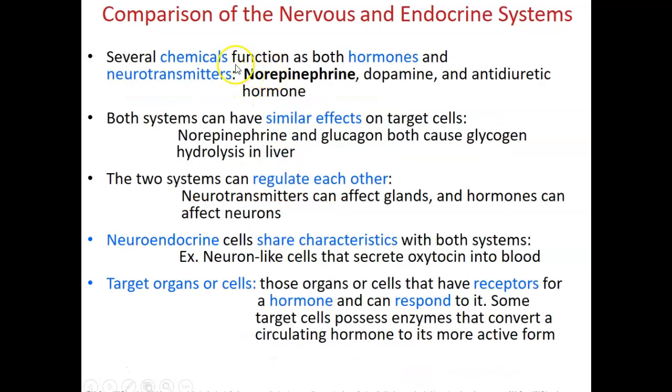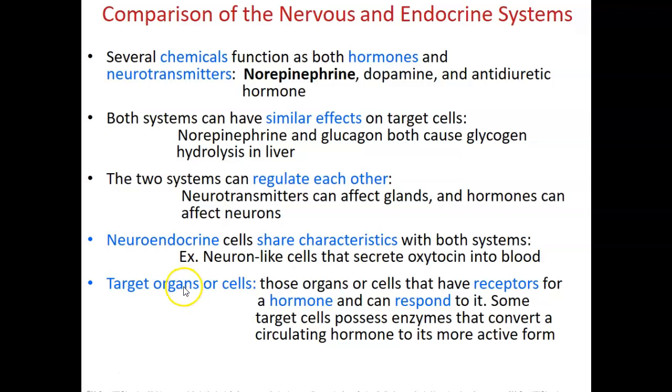The nervous system and the endocrine system work together. Sometimes the secretions released from the nervous system and the endocrine system have the same effects on targeted cells. For example, norepinephrine is a neurotransmitter from the nervous system. Glucagon is a hormone from the endocrine system, but both of them can hydrolyze glycogen to release glucose from the liver. The two systems often regulate each other. Neurotransmitters can affect glands, and hormones can affect neurons. Some neuron-like cells can secrete hormones. Those cells are called neuroendocrine cells.